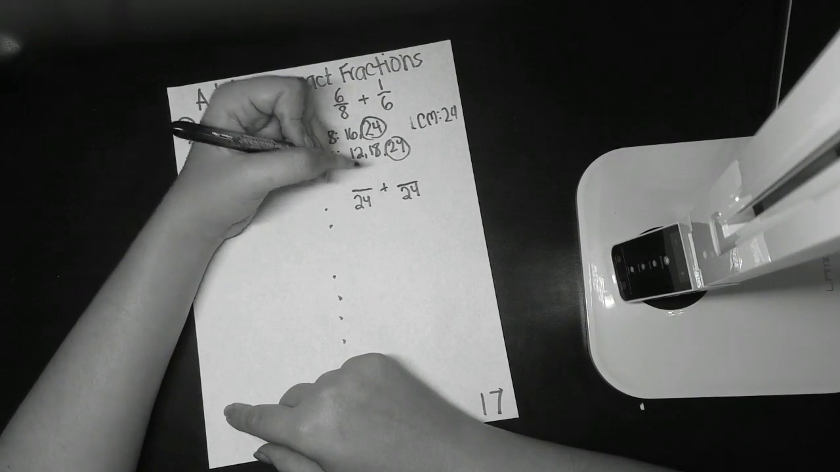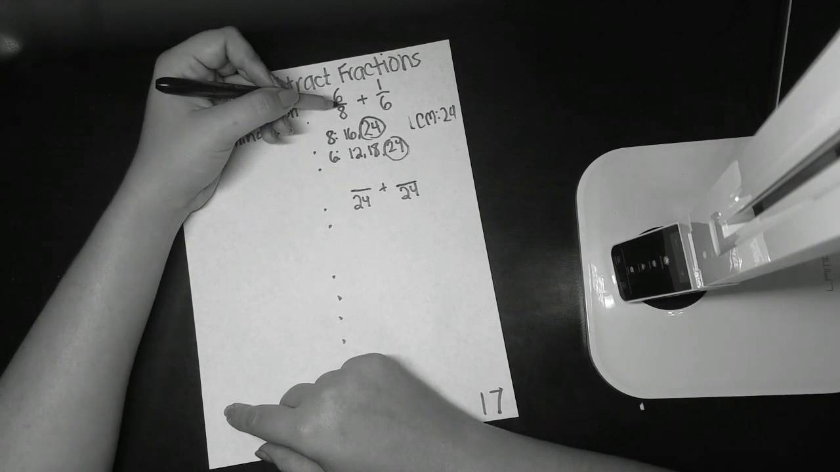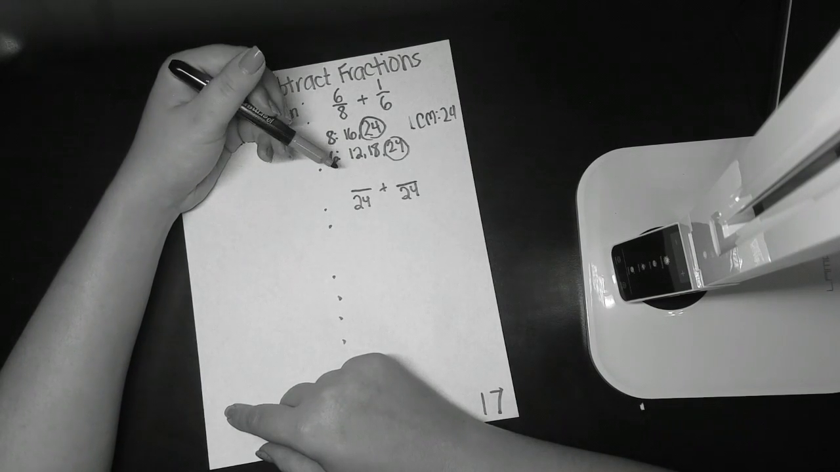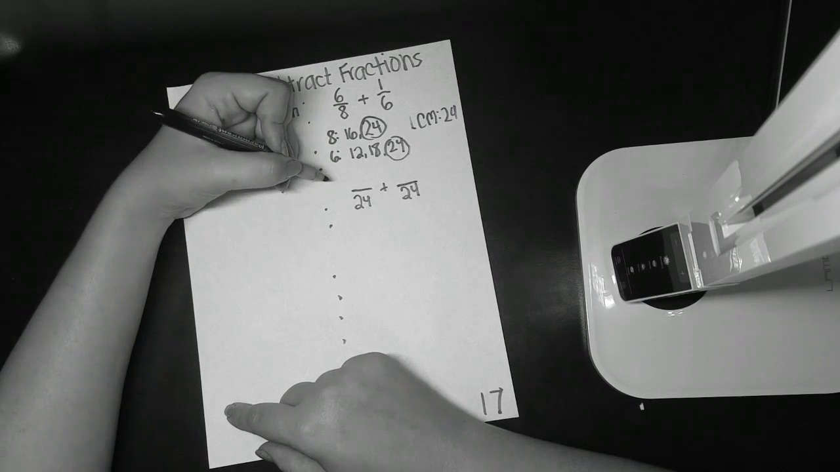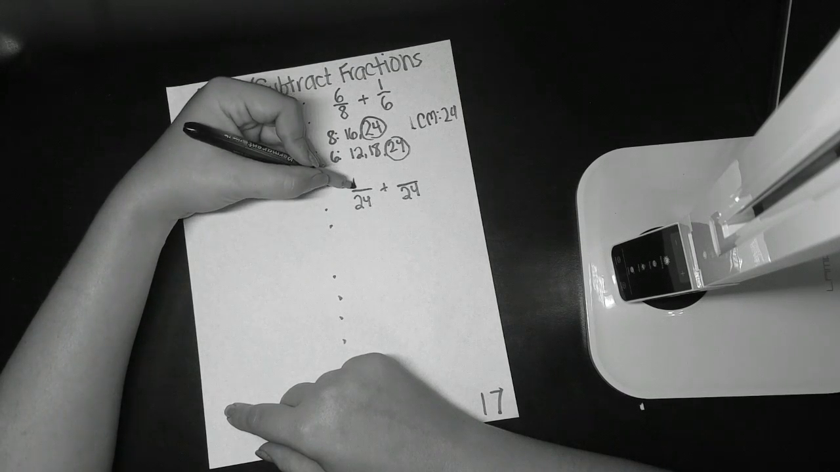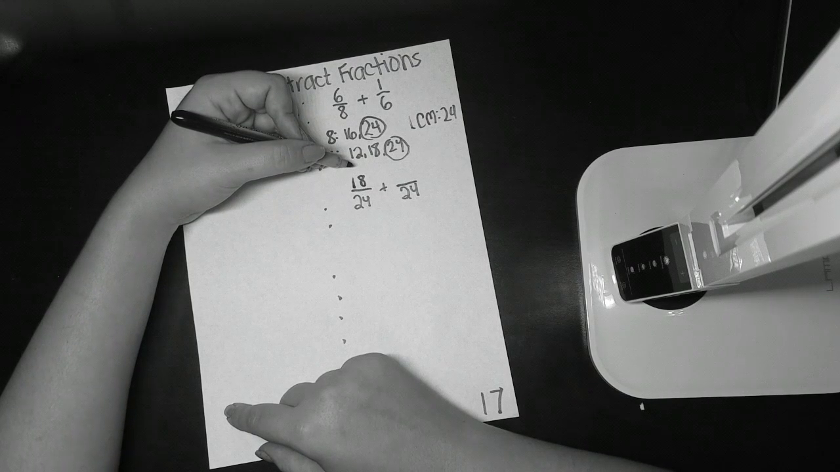Okay, like I always do with multiplication and division, you need to find how did you get from 8 to 24. 8 times 3 is 24. Same thing has to happen to the top, so you multiply top and bottom by same number. 6 times 3 is 18. Okay.